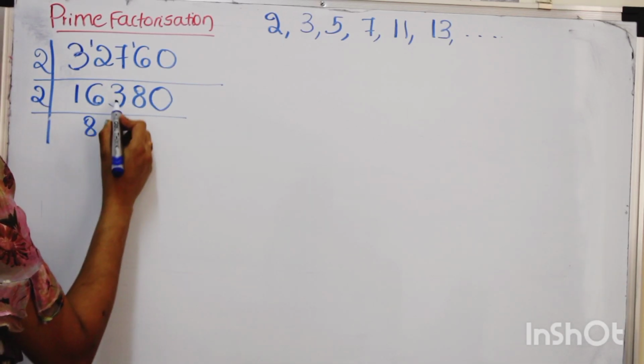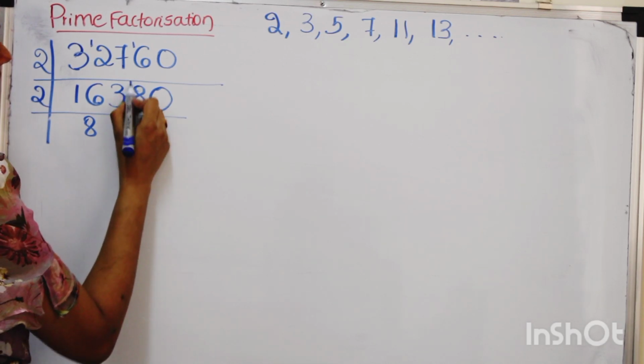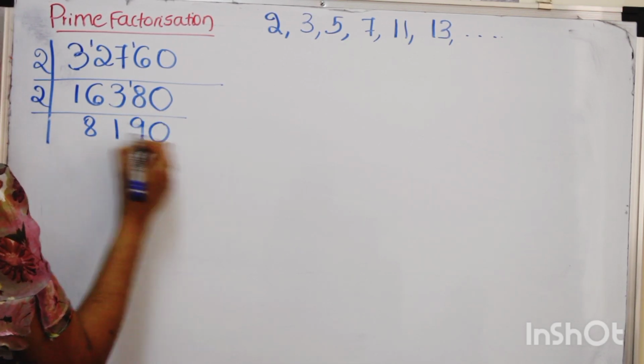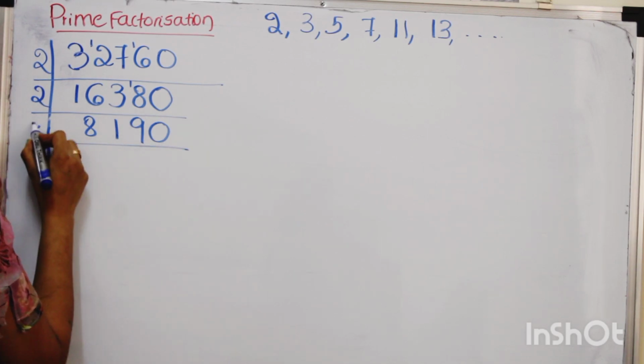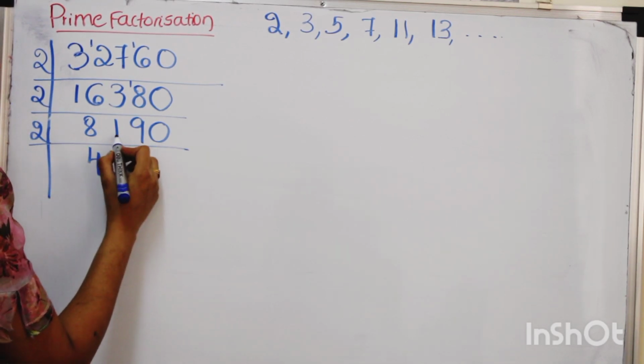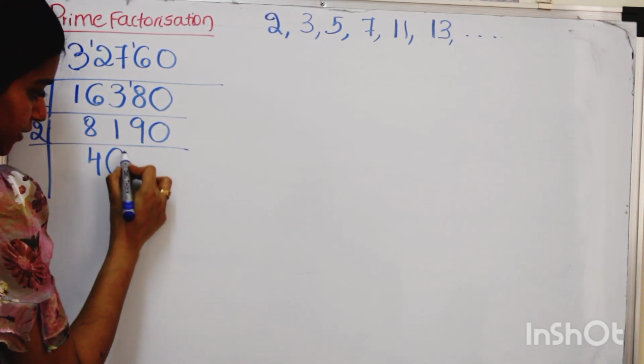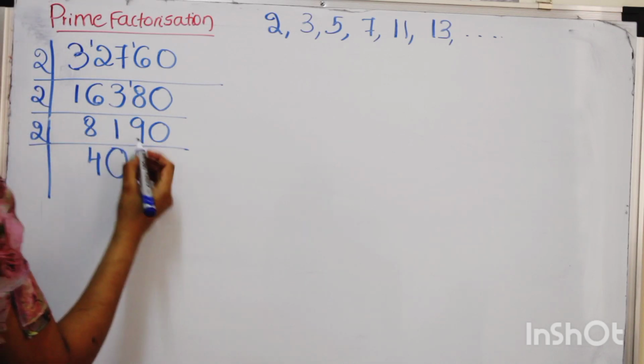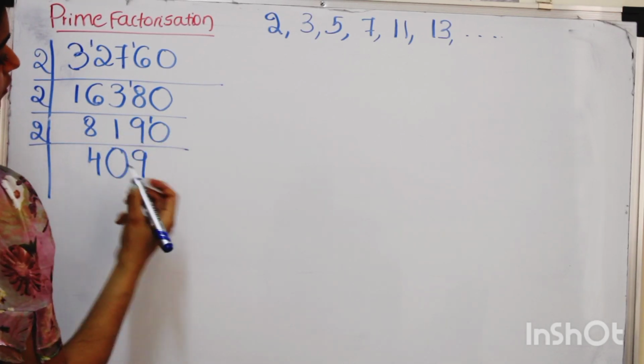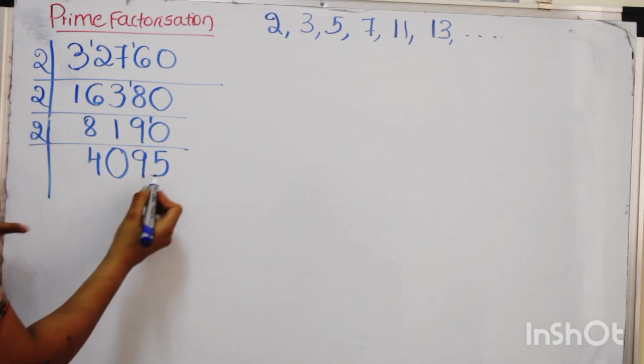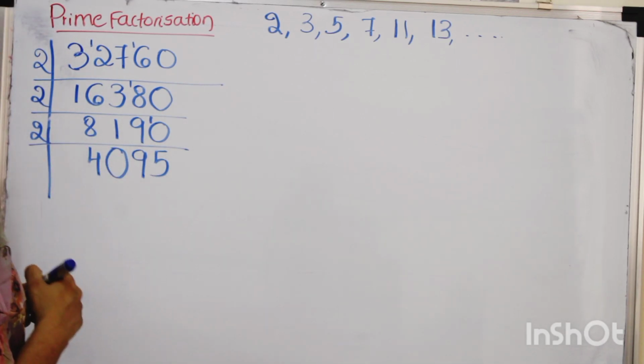2 8s are 16, 2 1s are 2, 1 remaining, 2 9s are 18, 0. Again you got 0, it is divisible by 2. 2 4s are 8. So 1 is not divisible by 2, so take 0 and take 19. So 2 9s are 18, 1 carry, 2 5s are 10. Now you got 5. So it is not divisible by 2.